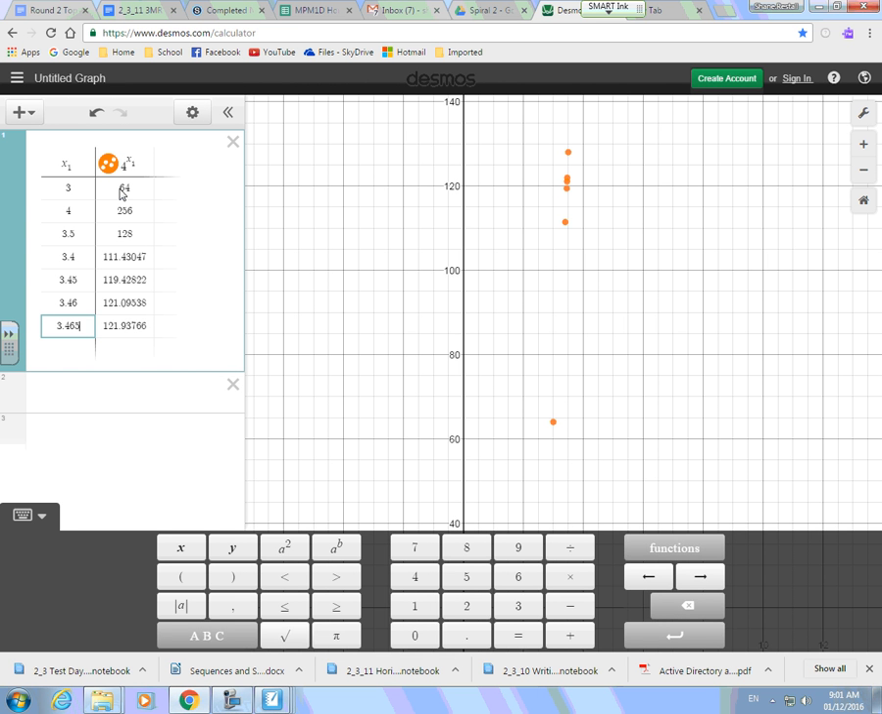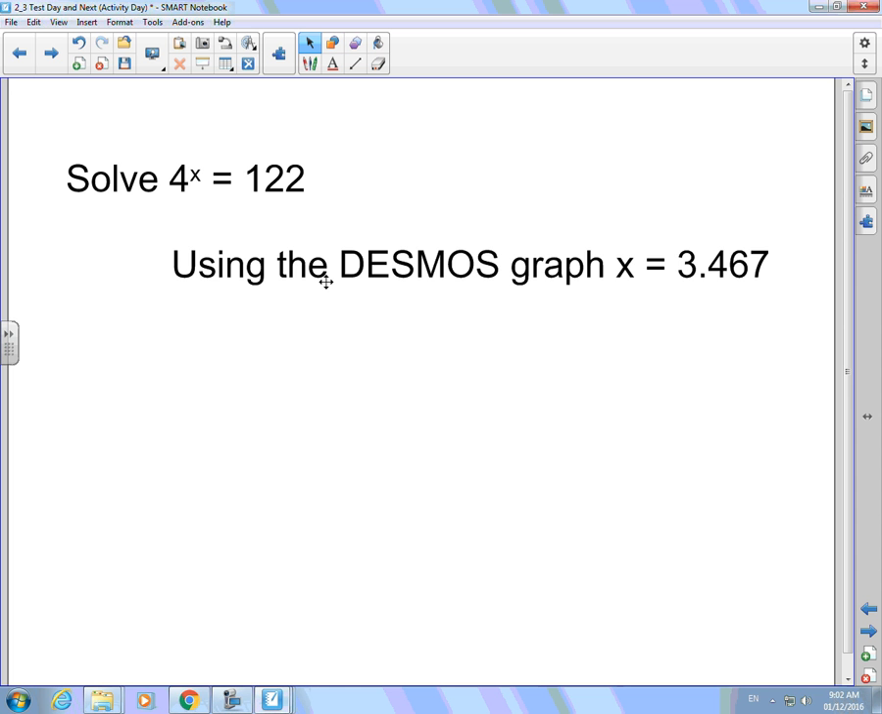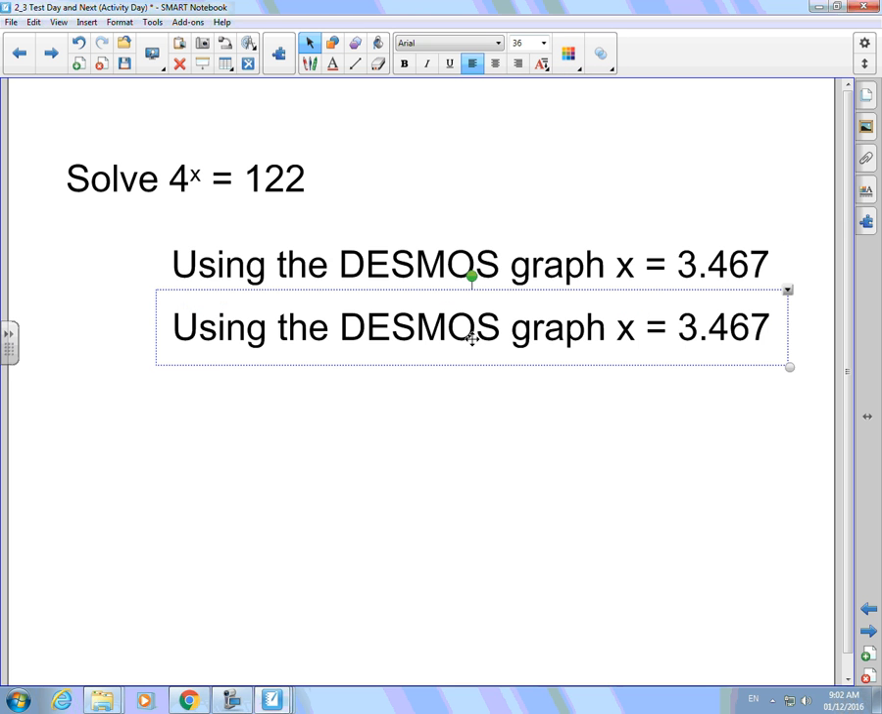So I can actually change these really fast. 122 is getting pretty close. And this is kind of a nicer way to get exact. And notice it's plotting my points there too. So this is a second way, using the DESMOS table.